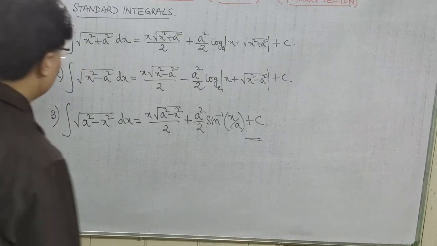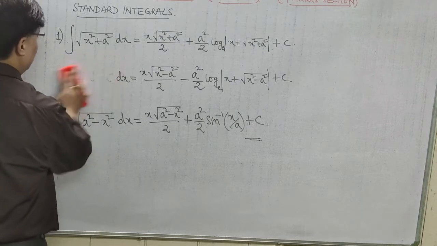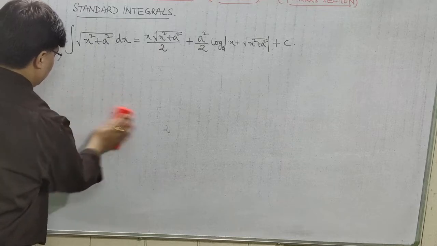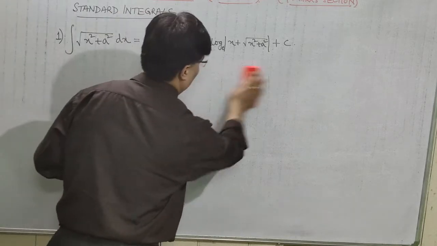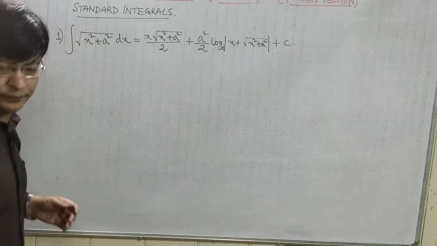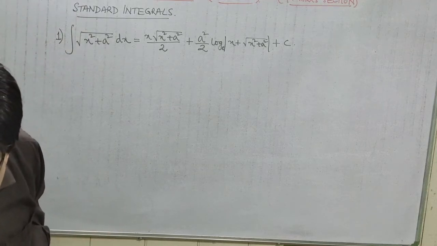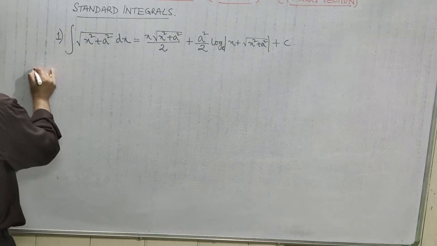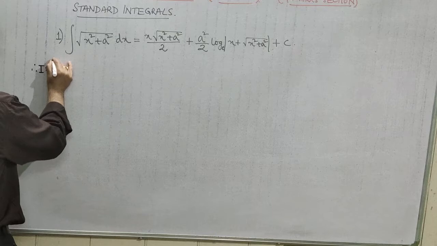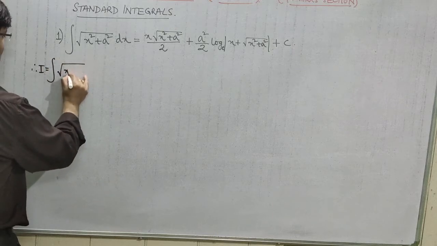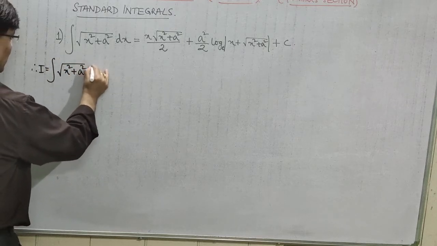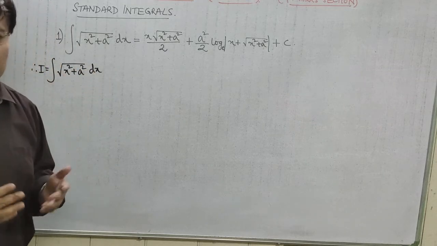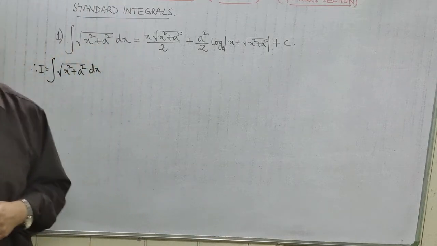So now let us prove this first one, number one. Let us prove this first standard integral. So therefore I is equal to the integration of root over x square plus a square dx. This is the only function there, root over x square plus a square dx.